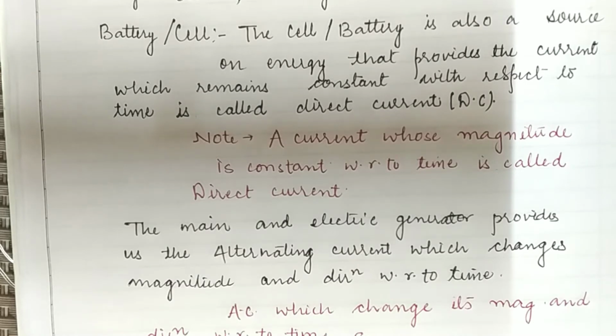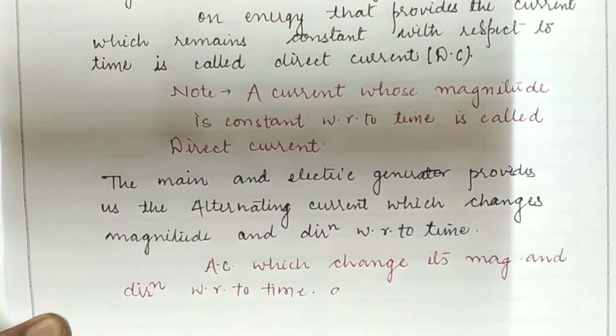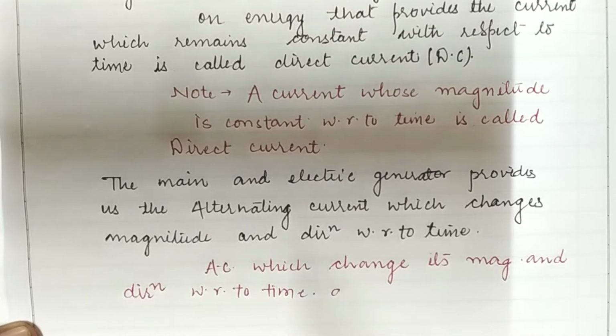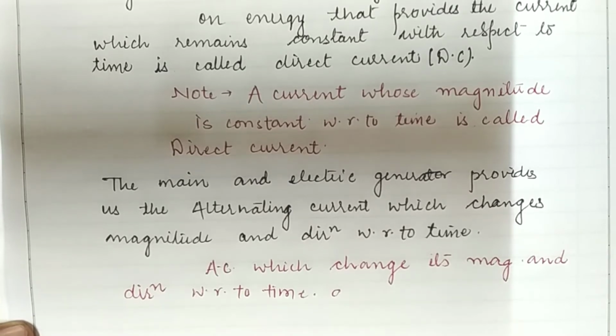Okay children, so we have found two sources of energy, the alternating current source and the direct current source, with which we can get a certain amount of energy which we will use inside our domestic power supply. So children, now we are moving towards the electric circuit, where we will discuss the electric potential.